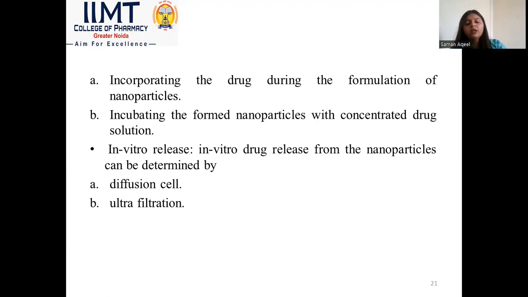There are two things. First is incorporating the drug during the formulation of nanoparticles. The next is incubating the formed nanoparticles with concentrated drug solution. You are incubating the prepared nanoparticles with the concentrated drug solution. If you want to identify the in vitro drug release, you can use a diffusion cell or ultrafiltration method.